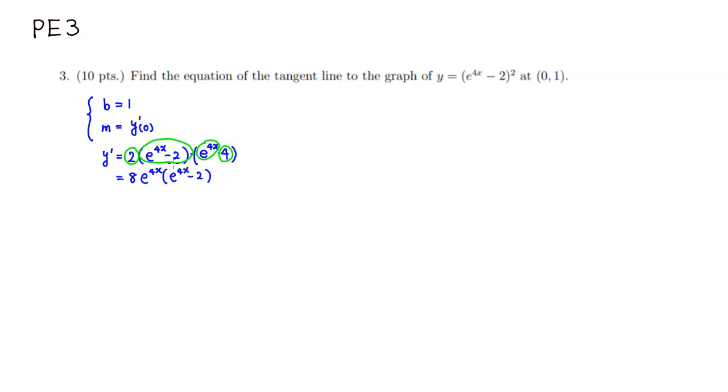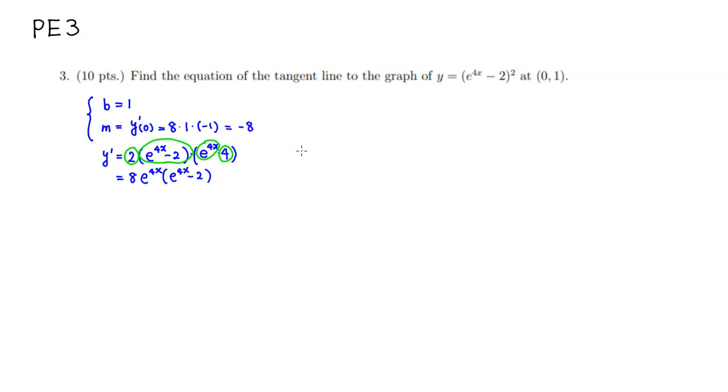In order to find the slope at x equals 0, we just have to plug in x equals 0. So we have 8 here, so I'm going to write down 8. If you plug in x equals 0, you get e to the 0, which is going to be 1. And again, e to the 0 is 1, minus 2 is negative 1. 8 times 1 times negative 1 is obviously negative 8.